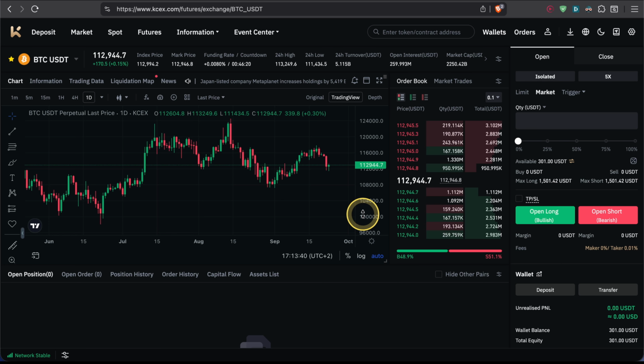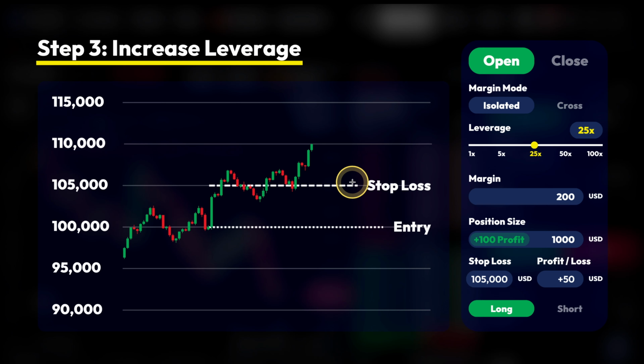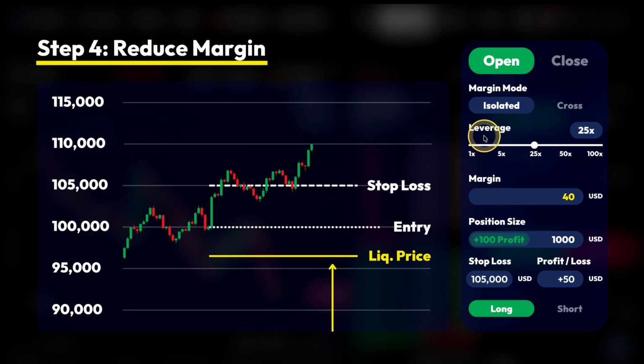In our next step, we can now also increase our leverage. A high leverage is especially dangerous at the beginning because the liquidation price would get very close to our entry and we can easily get liquidated. But this trade right here is already in profit, and we've even secured ourselves with a stop loss above our entry, and therefore we can now easily increase our leverage without increasing our risk. In this case, I'm going to push it up to 25x leverage.